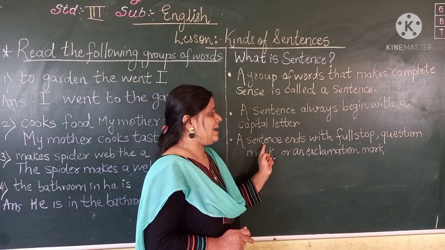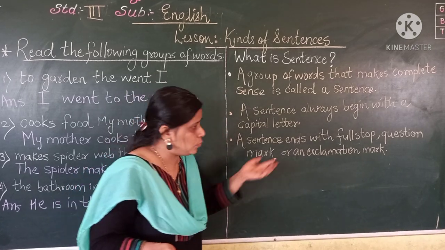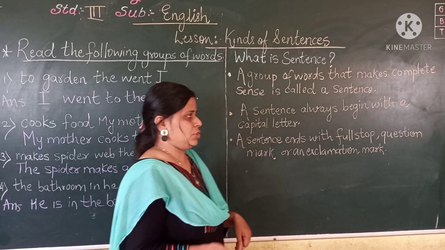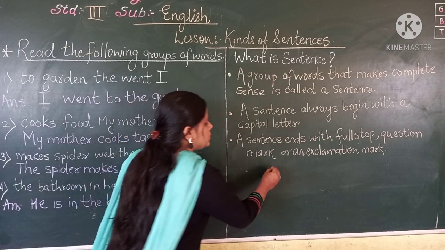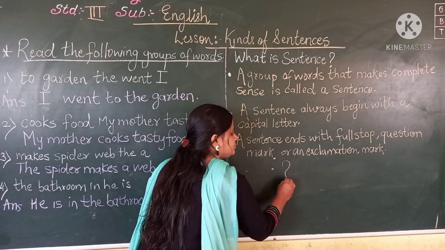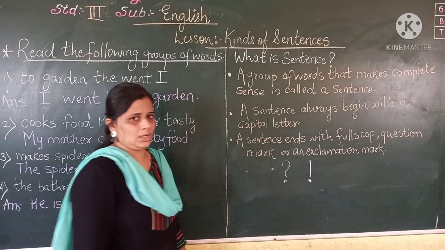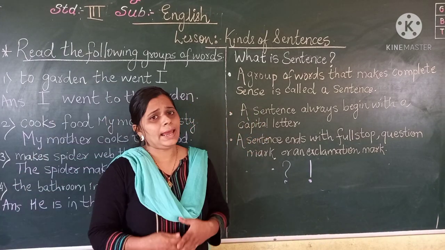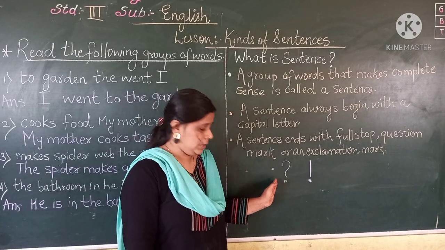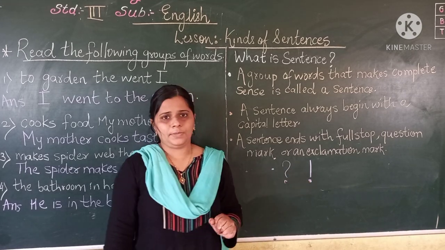Stop. Okay, a sentence can end with a question mark or an exclamation mark. So students, you all know the full stop. This is full stop, question mark, okay, and this is exclamation mark. So a sentence can end with any symbol. It can end with full stop, it can end with question mark, it can end with exclamation mark.